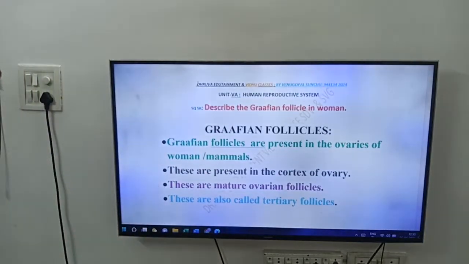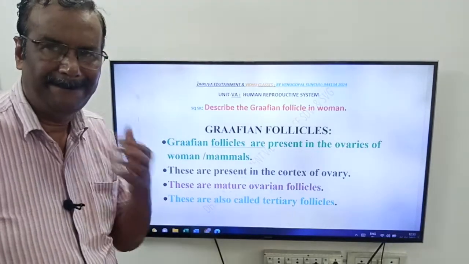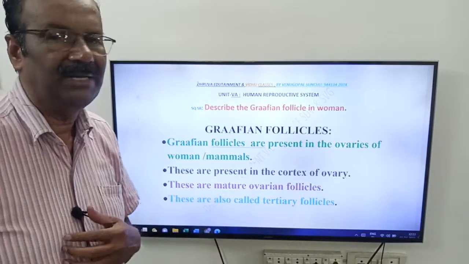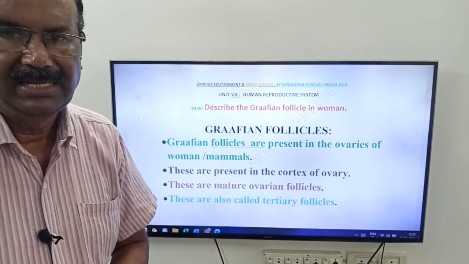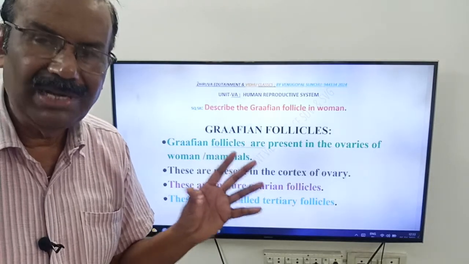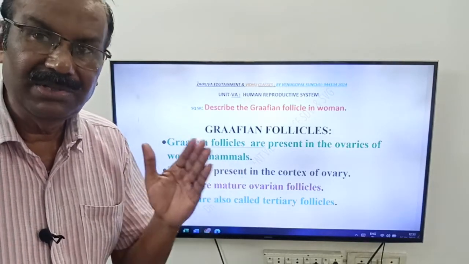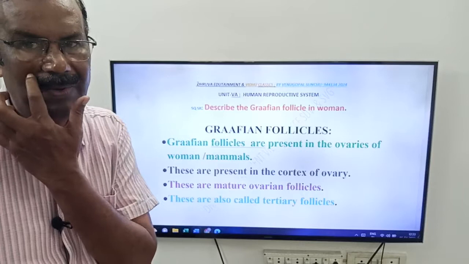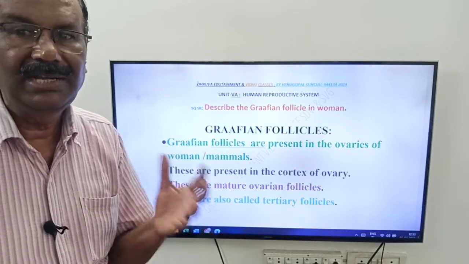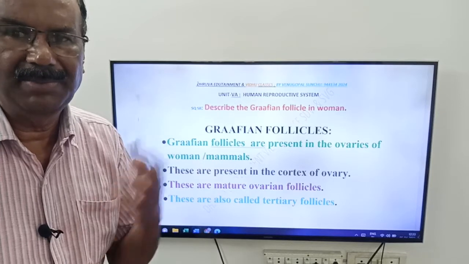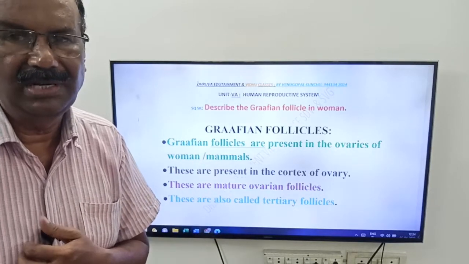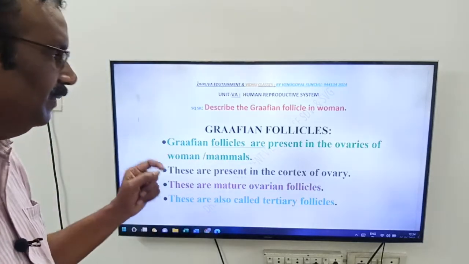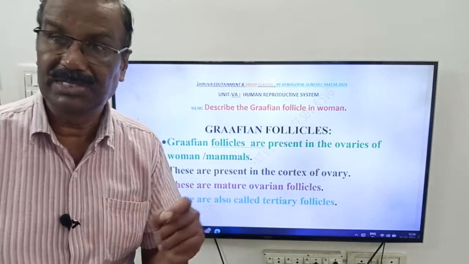Yes friends. Describe the Graafian follicle in women. Friends, see, Graafian follicles are present in the ovaries of women. You know the structure of the ovary, friends. The ovary has an outer cortex and inner medulla. This cortex has various developmental stages of follicles: primary follicles, secondary follicles, tertiary follicles, etc. These tertiary follicles are called as what, friends? Graafian follicles.